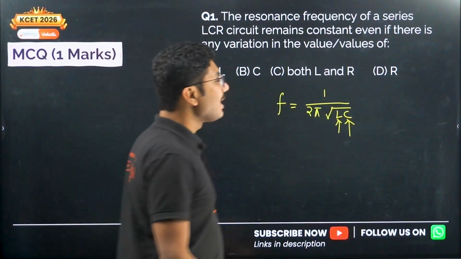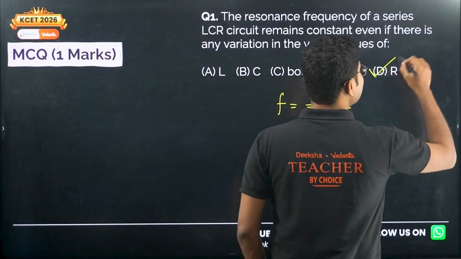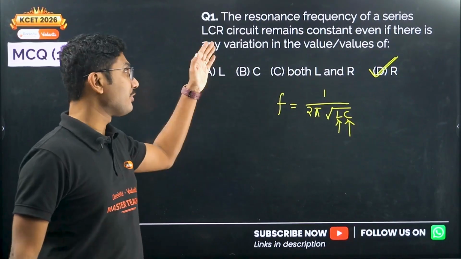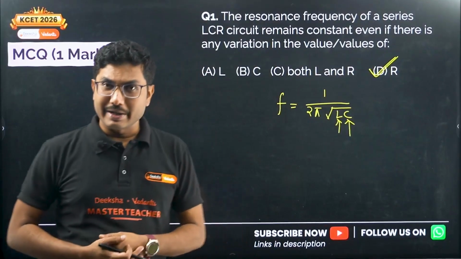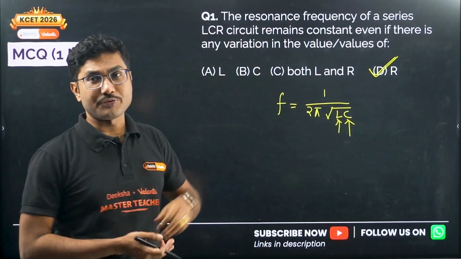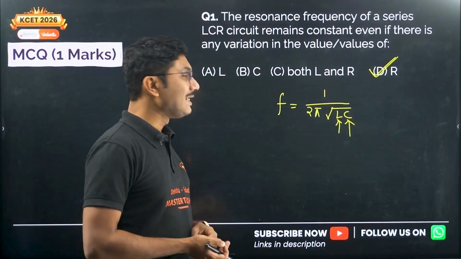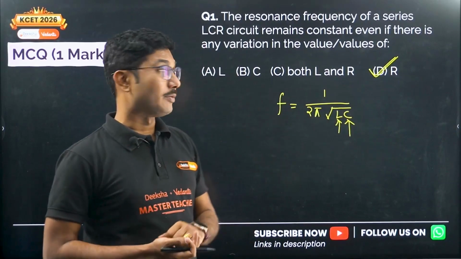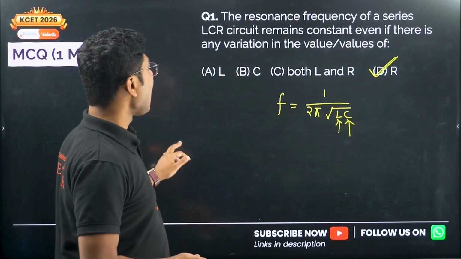So only if the value of R is changed, the resonance frequency will remain unchanged. So resonance frequency is independent of resistance. So that is the main question. If you understand that, then you should easily be able to answer it, right? So frequency is basically independent of resistance R.